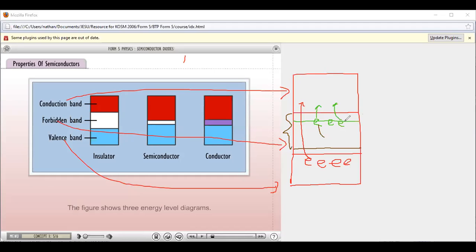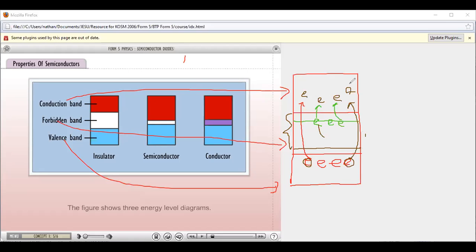So eventually, the energy level of the valence band of the pentavalent atom is closer to the conduction band of the semiconductor. So that's why they're able to jump. So let's say when this one jumps, this one also jumps. But for the semiconductor, when this one jumps, it creates a hole here. Let's say when this one jumps, you have an electron here. So let's say this one jumps and creates a hole here.